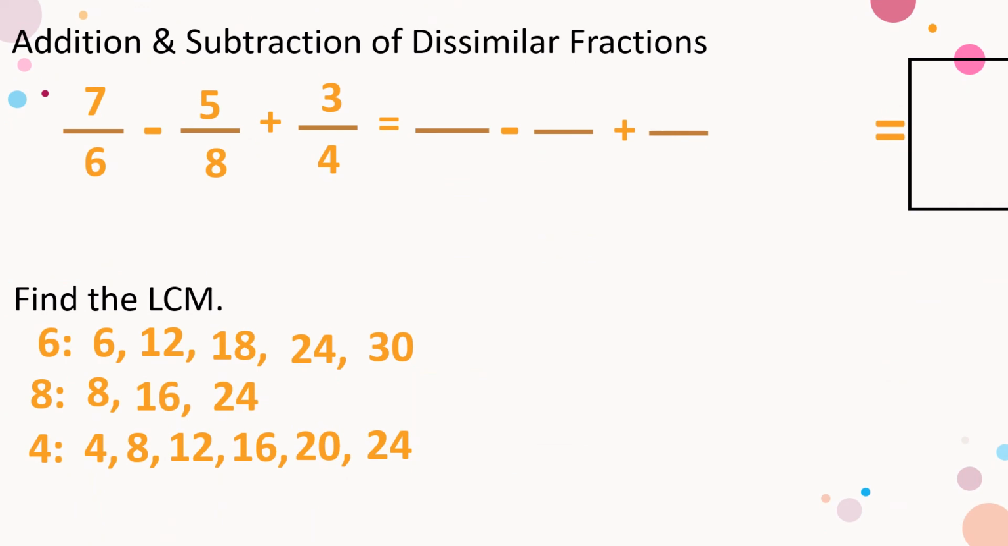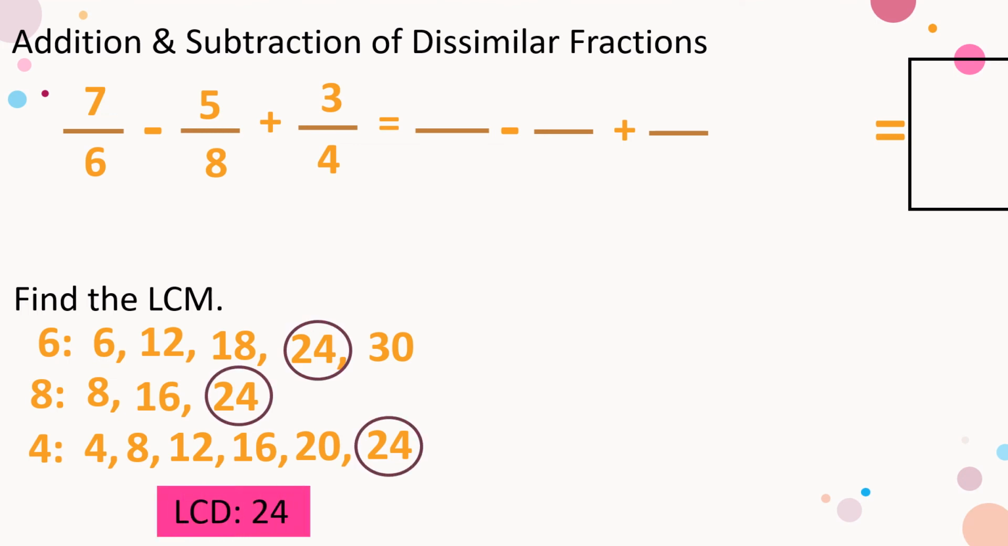Look at this one. We have 7 over 6 minus 5 over 8 plus 3/4. And they have different denominators. So we need to make these fractions similar. Finding the LCM of these three denominators. For skip counting by 6, 6, 12, 18, 24, 30. For 8, 8, 16, 24. For 4, 4, 8, 12, 16, 20, and 24. And the least common multiple here is 24, and that would be the least common denominator.